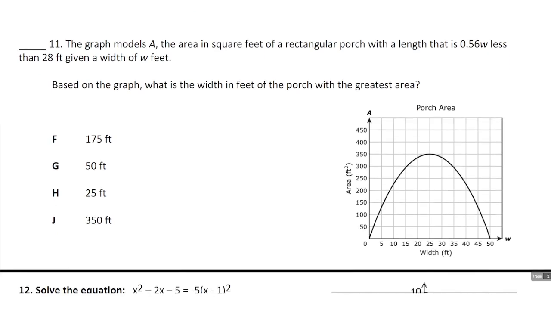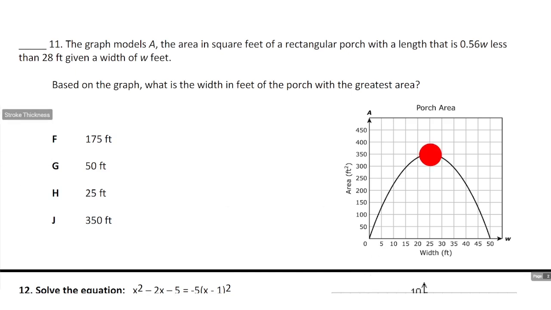Moving on down to number 11, it says the graph models A, the area in square feet of a rectangular porch with a length that is 0.56 times W less than 28 feet given a width of W feet. Based on the graph, what is the width in feet of the porch with the greatest area? Okay, so this one, well, I don't know how else to put this. This should be a very easy problem to solve because you don't have to set up an equation or anything. It just says based on the graph, what is the width in feet of the porch with the greatest area? Okay, well the greatest area is right here, right?